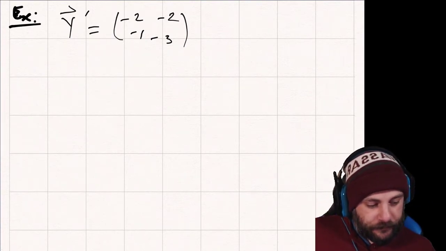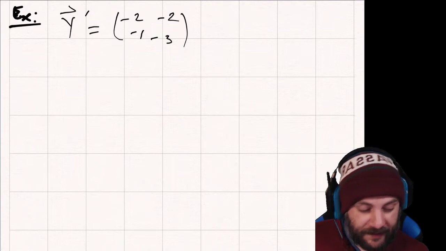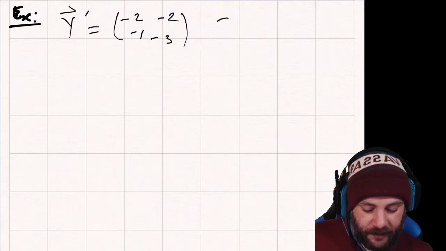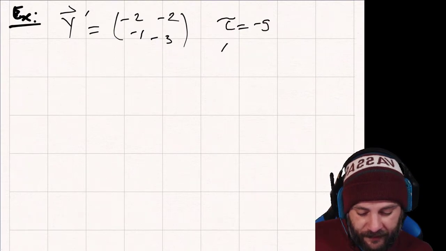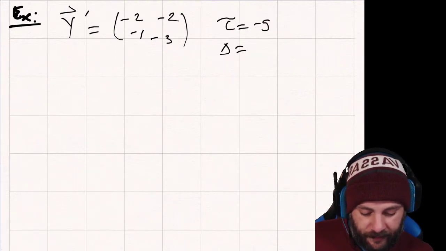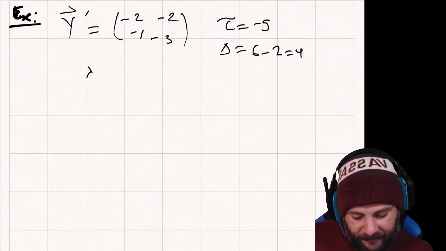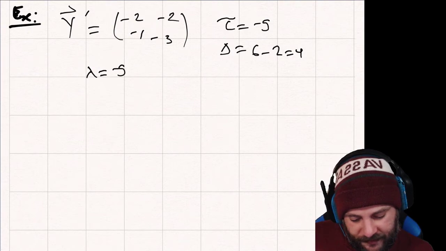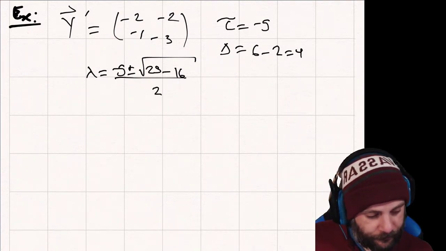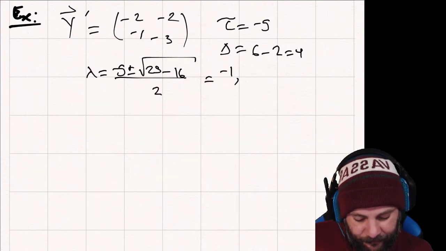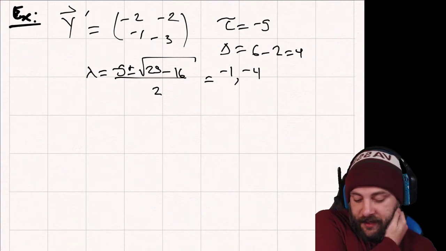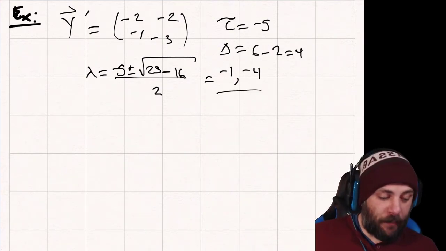Now, to skip ahead, I'm going to do it in a different way, and I think it's important to try different ways out. I'm going to compute the trace, which is -5, and the determinant, which is -2 times -3, which is 6, minus -2 times -1, which is 2. So that's 4. My eigenvalues equal trace plus or minus the square root of trace squared minus 4 determinant, all over 2. And what this ends up meaning is I have a -1 and a -4. They're both negative, which means I have decay. So all trajectories are going to be pointing at the origin.